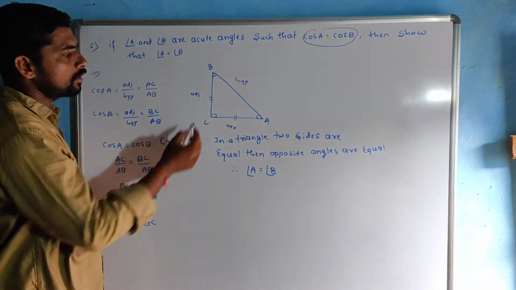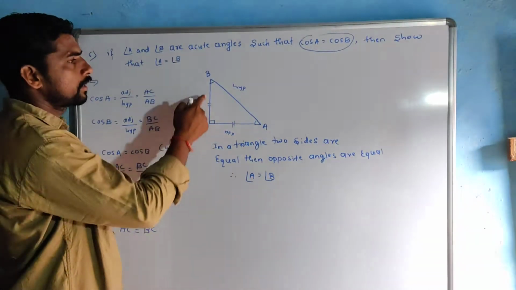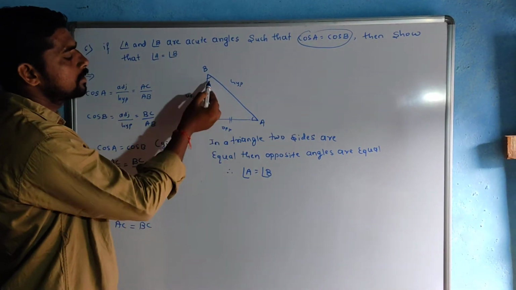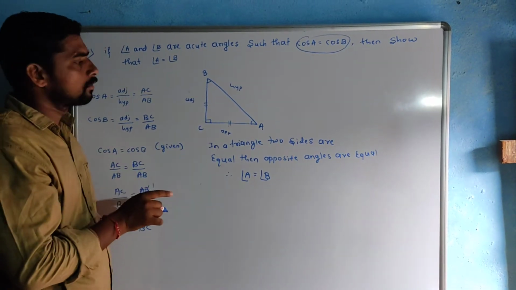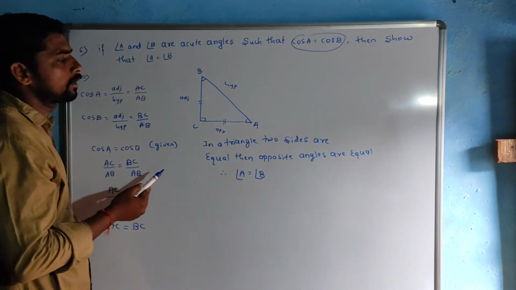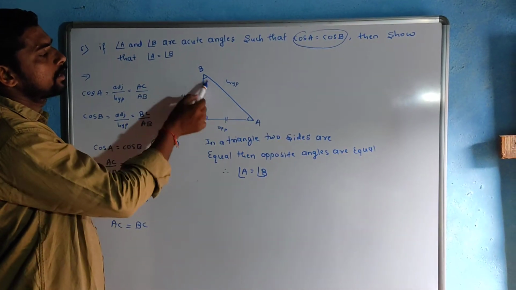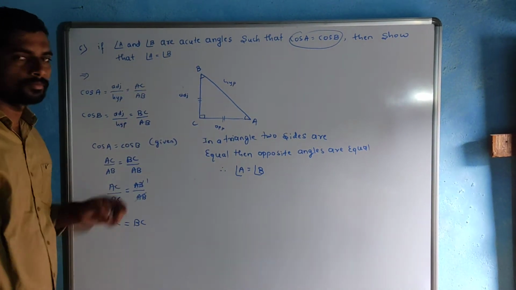See here, in triangle ABC, two sides are equal, AC and BC. Then the opposite angles are equal. Angle A is equal to angle B. This is the isosceles right triangle. We have to call it an isosceles right triangle. And when both sides are equal, the opposite angles are always equal. Therefore angle A is equal to angle B.